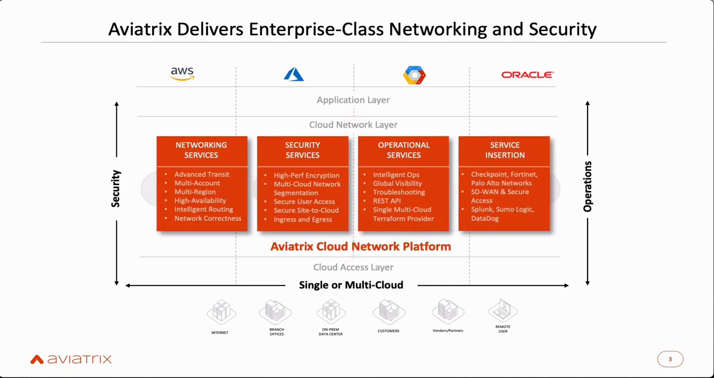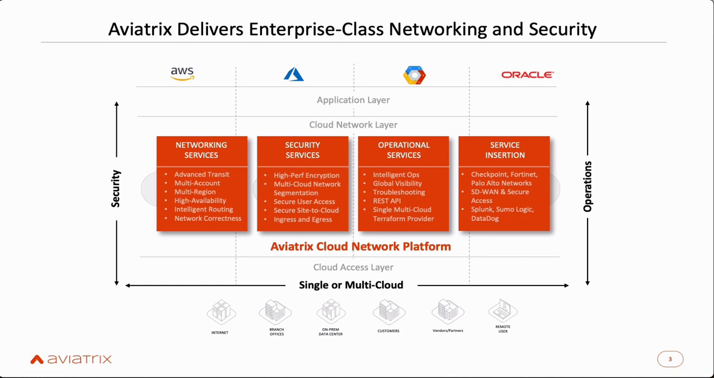These services can really be broken down into four main pillars: networking services, security services, operational services, and service insertion. One point to highlight with these services is that they are offered through the Aviatrix software, so they're a consistent set of services regardless of the cloud that the gateways are deployed in. The networking services is really the enterprise-grade advanced routing, resiliency, and a dynamic control plane that spans regions and clouds. This gives you things like dynamic path failover and controller-based routing.